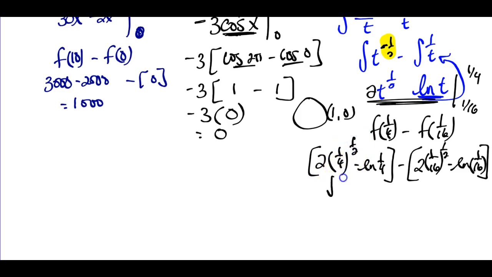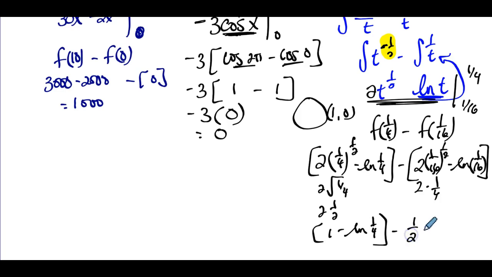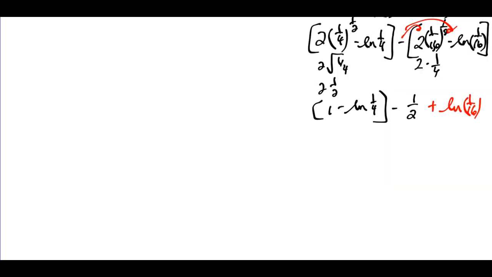This to the 1/2 means the square root of 1/4, which is 2 times 1/2, which is just 1, minus the ln of 1/4. This is the square root of 16, so 2 times 1/4 is 1/2. I'll distribute this negative here, make this a plus, the ln of 1/16. Again, I could pick up my calculator anytime and go decimal, but let's see if I can just continue combining like terms. 1 minus 1/2 is 1/2.